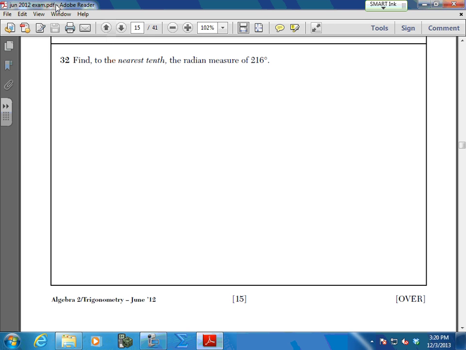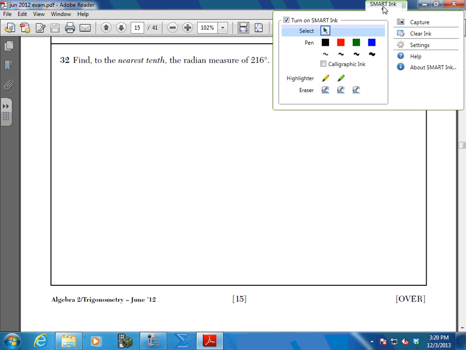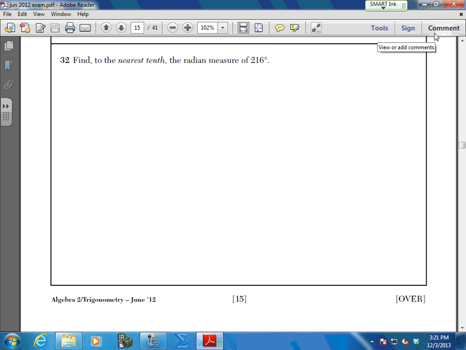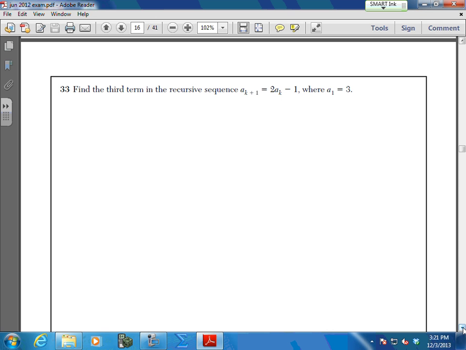Okay, we are continuing with June 2012. So let's look at number 33. We did this one. Let's go to number 33. This is a recursive sequence. We don't see too many of these, but just follow what they ask you to do.